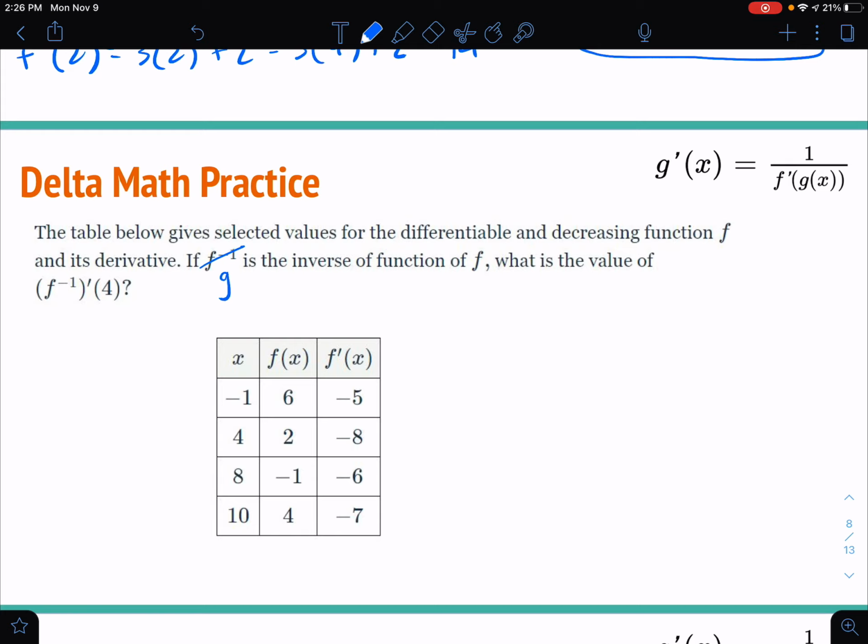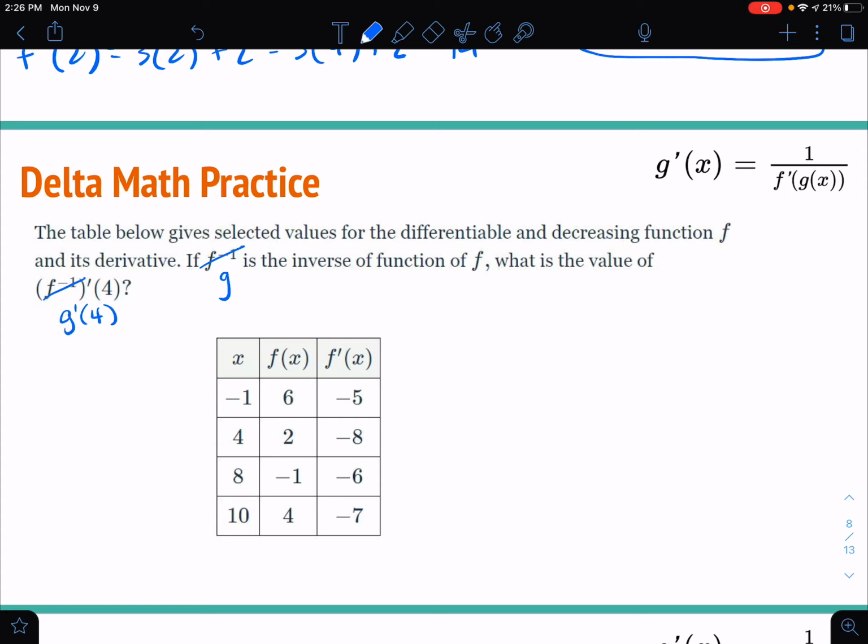AP-wise, you don't want to technically rename a function, but we can say f inverse of x is going to be equal to g here. What's the value of the inverse function prime of 4? So this is really going to be g prime of 4.